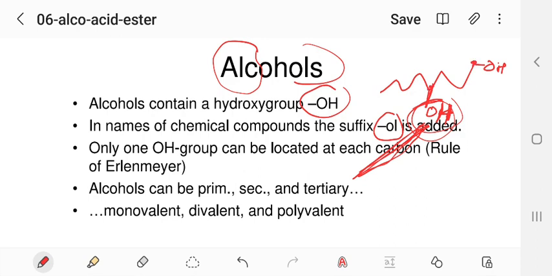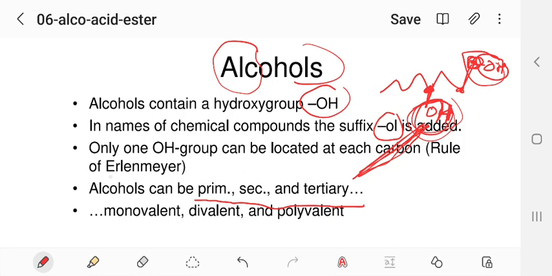And this is what characterizes the names of primary, secondary, and tertiary alcohols. Just like we have primary, secondary, and tertiary carbons, the same way, depending on where this functional group, the hydroxy group, is located, it characterizes a primary, secondary, or tertiary alcohol. So if it's located at a primary carbon like this one, which is only bonded to one carbon, then it's a primary alcohol. If it's bonded to a secondary carbon like this one, then it's a secondary alcohol.